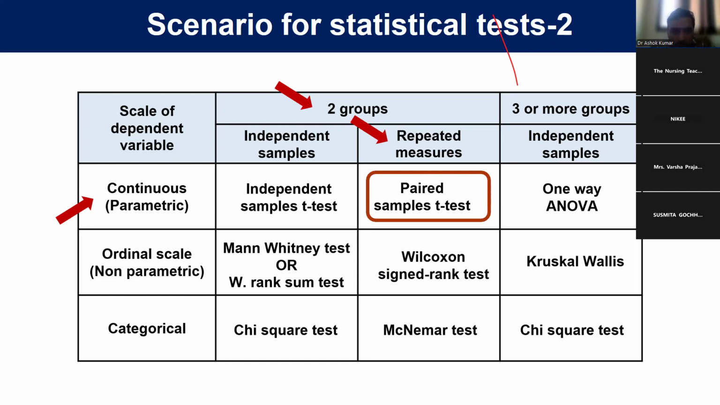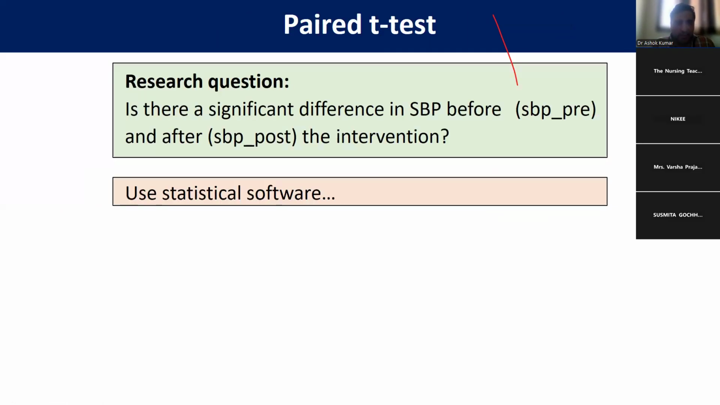If this systolic BP is not normally distributed, then we have to go for the Wilcoxon signed rank test. Now, is there a significant difference in systolic blood pressure before and after the intervention? Our variable names are SBP pre and SBP post.